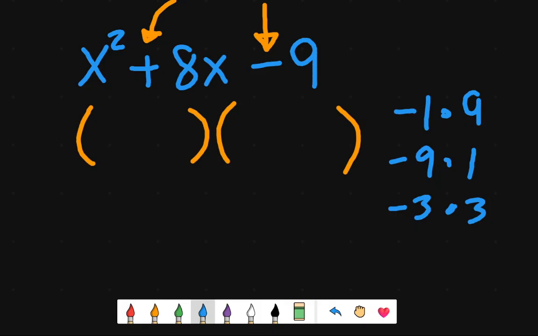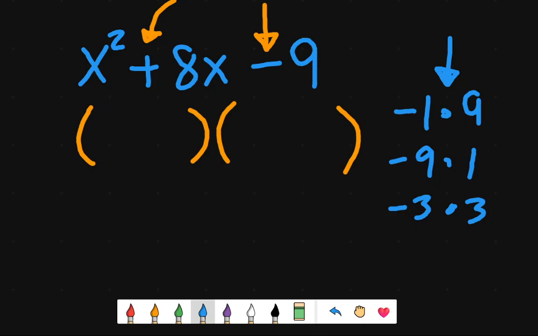Well, we can't flip. If you flip negative 3 times 3, it will still be negative 3 times 3. So which one of these factors can we add together to get a positive 8x? If you said negative 1 times 9, you would be correct. So that pretty much lets you know what sign is going to go in the first binomial and what sign is going to go in the second binomial. So let's try it out now.